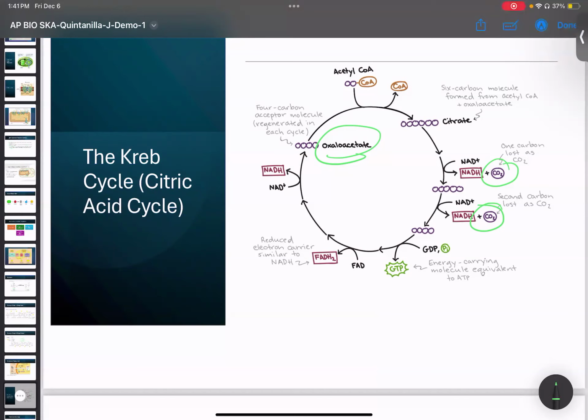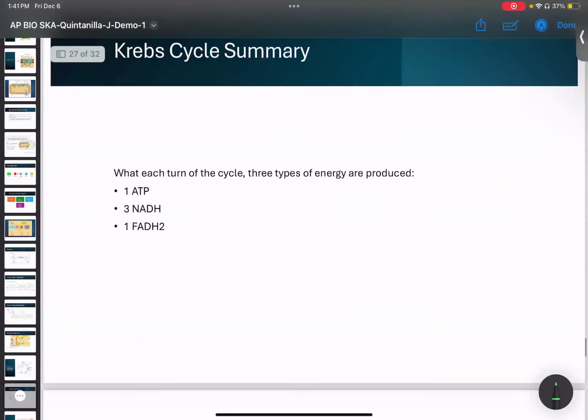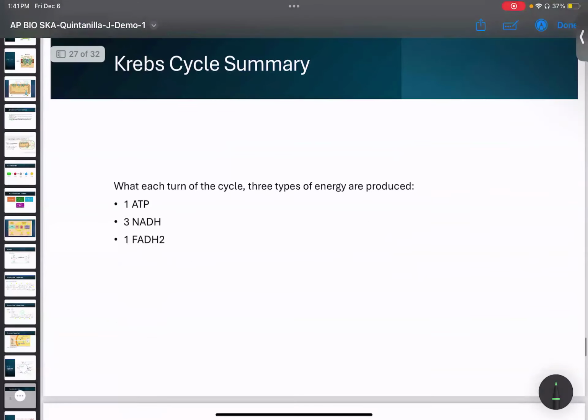Just keep in mind that in the process of glycolysis, you will end up with 2 pyruvate molecules. And so the amount of CO2 that's being produced, you have to multiply that by 2 because you have 2 molecules to begin with. Again, essentially the summary for this is that in each turn, you produce 1 ATP, 3 NADH, and 1 FADH2 in the Krebs cycle.